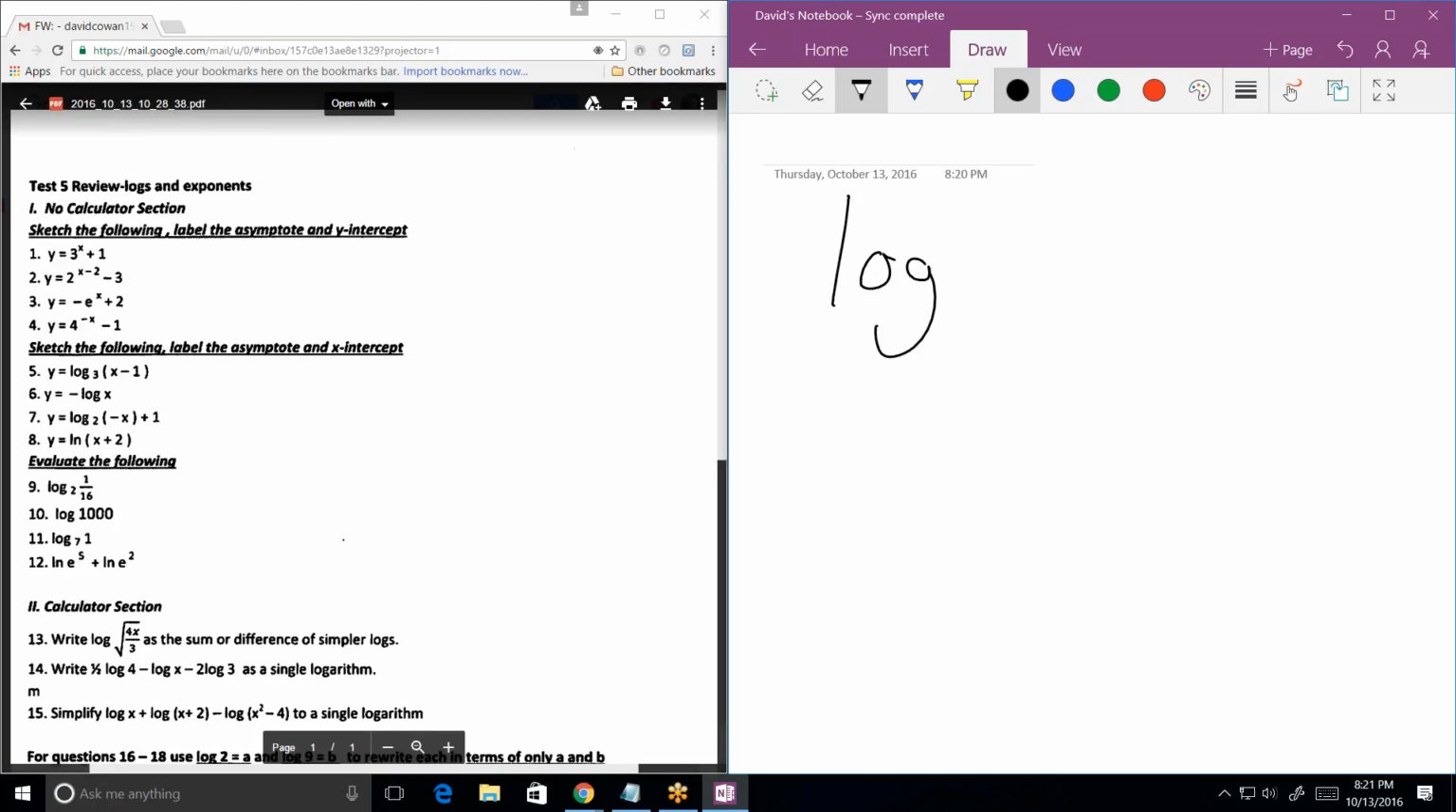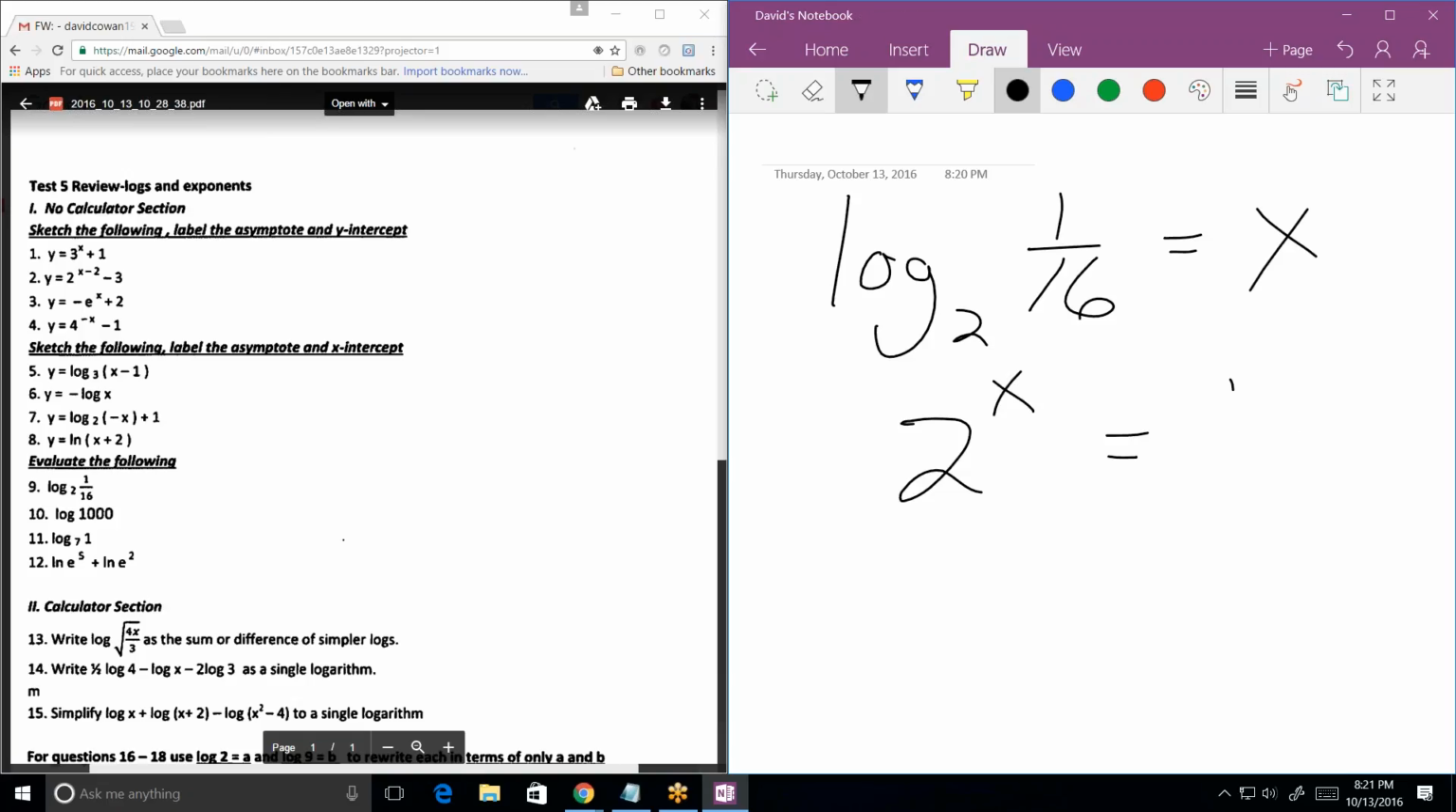Log base 2 of 1/16. Well, the easiest way to evaluate these is to make it equal to x, and then we'll solve for x, okay? It's important to put the x in there because now I want you to take this equation and turn it into an exponential equation. What's the exponential equivalent? 2 to the x power equals 1/16.